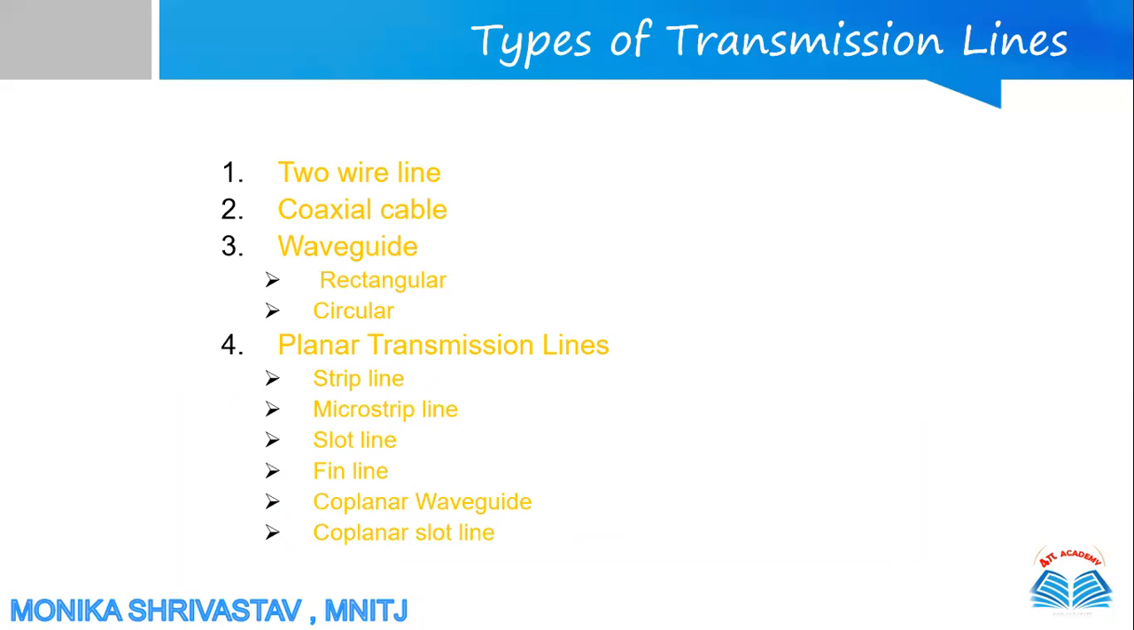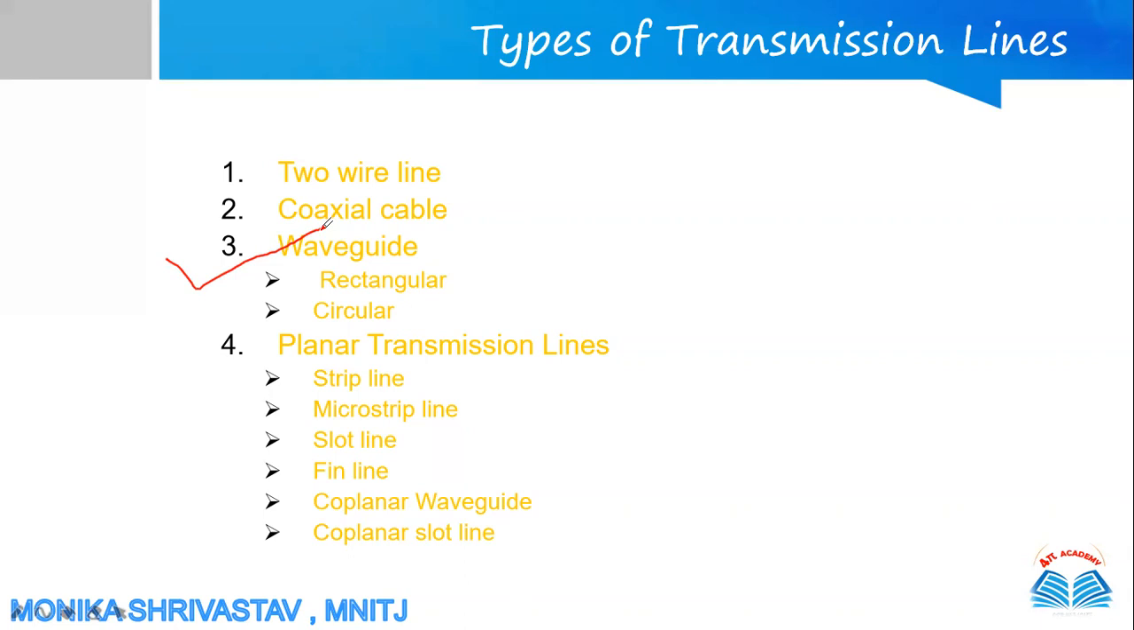So these are the types of transmission lines. We will not study them in depth, just a brief overview. There are two-wire lines, coaxial cables, waveguides, and planar transmission lines, and there are many types of planar transmission lines. But we will focus on the third one. Let me select the pointer. Yes, so we will focus on the waveguide in today's lecture.